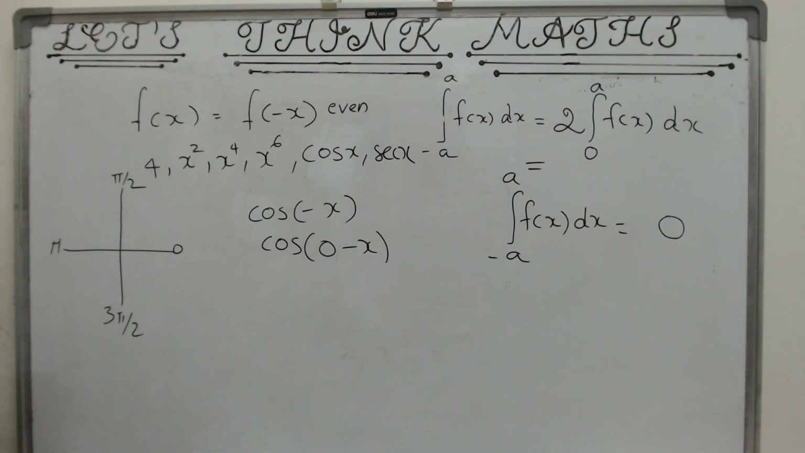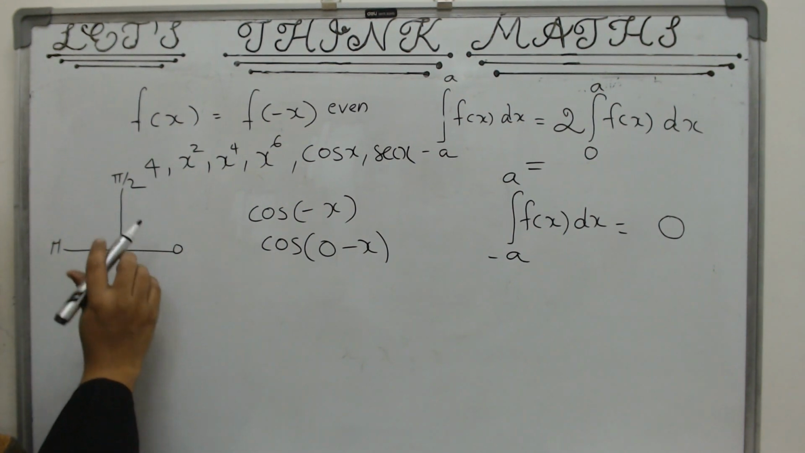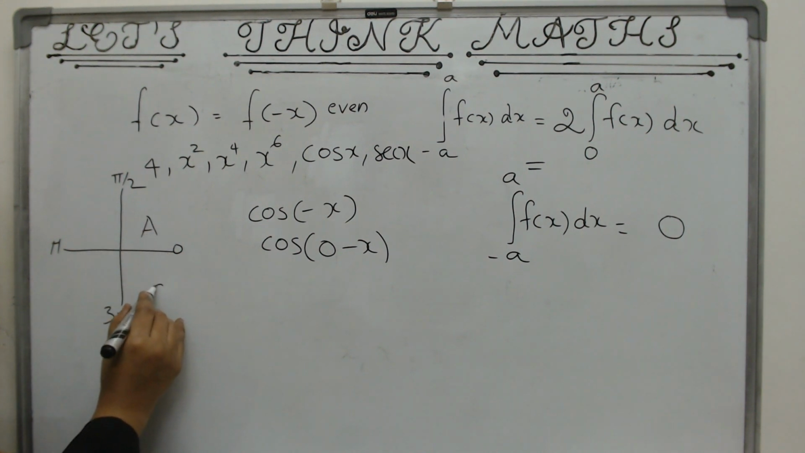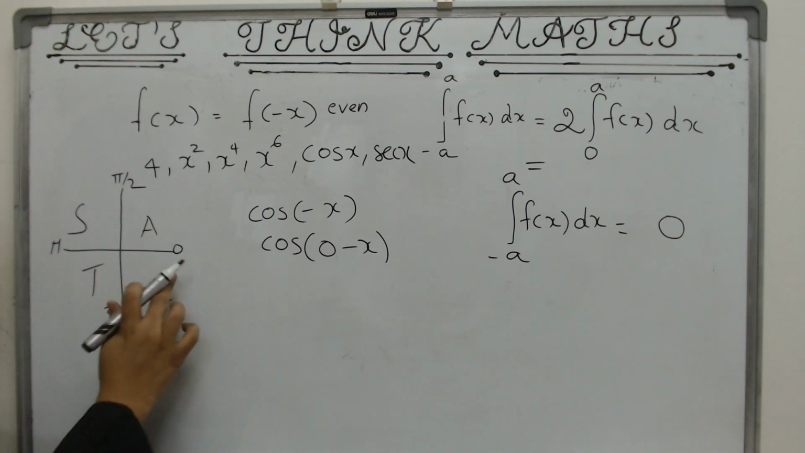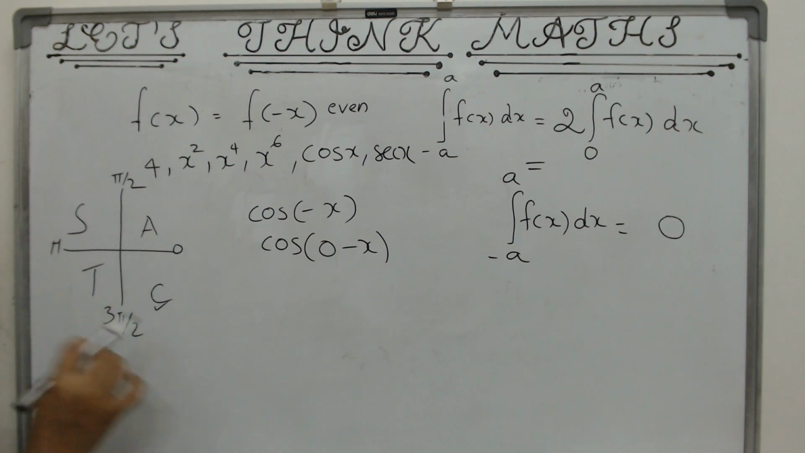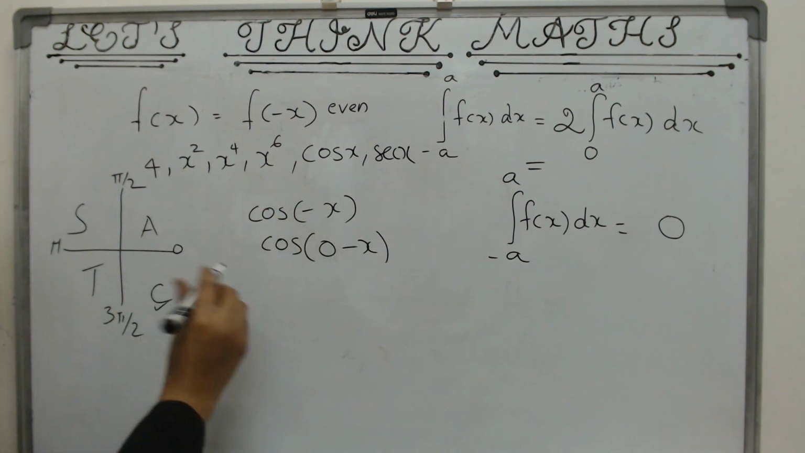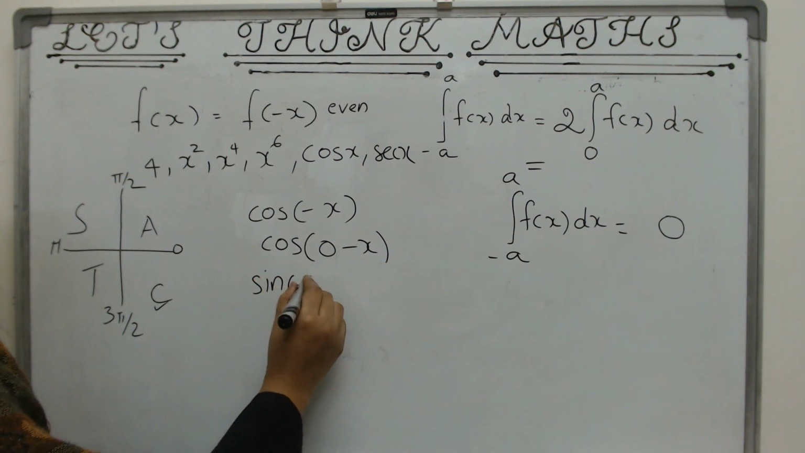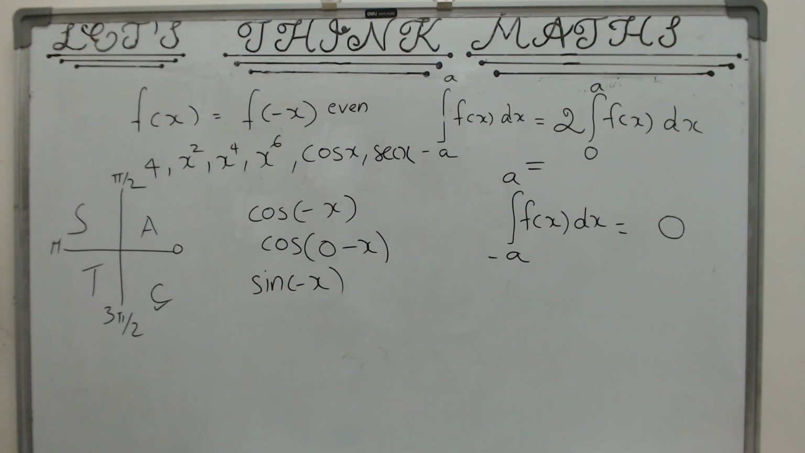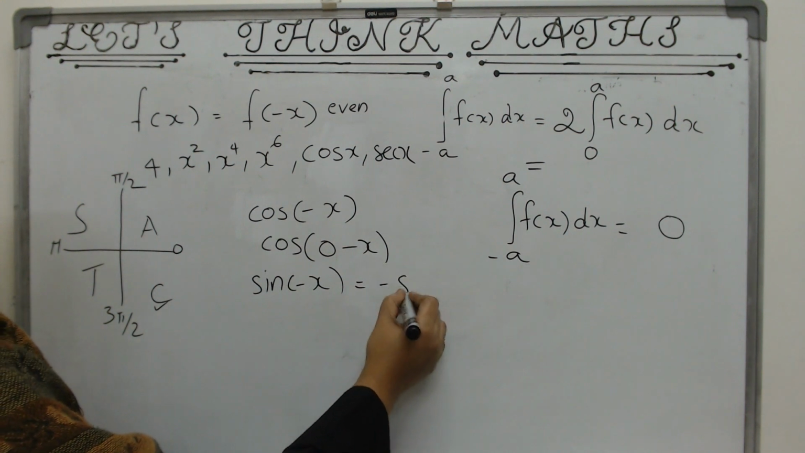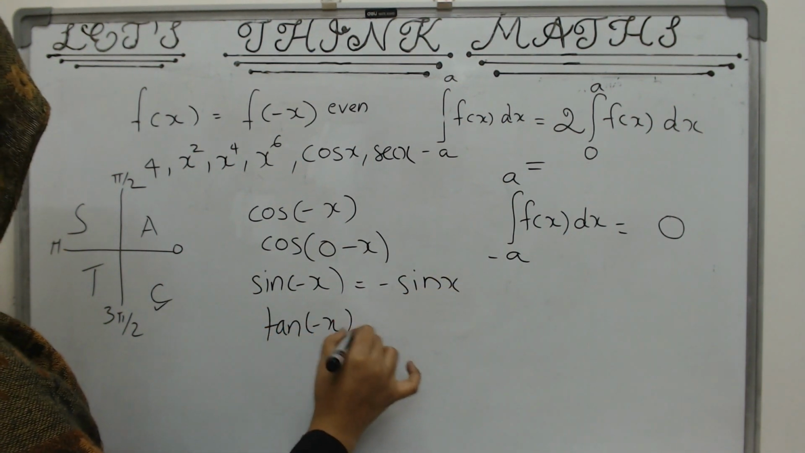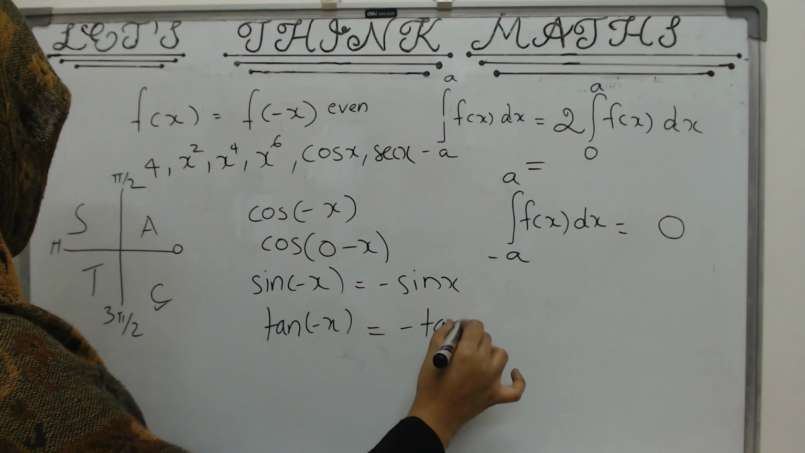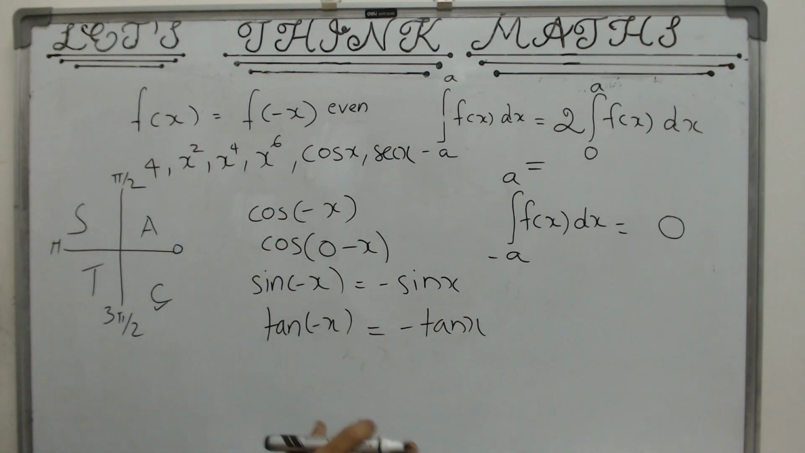So what are the only functions which are positive here? Here it is all positive. Here is cos and sec, tan and cot, and here. Okay. So this is the area where only cos and sec are positive. All the others, for example, sine of minus x is equal to what? It is minus sine x. What about tan of minus x? Again, that is minus tan x. All the other four, they are odd.